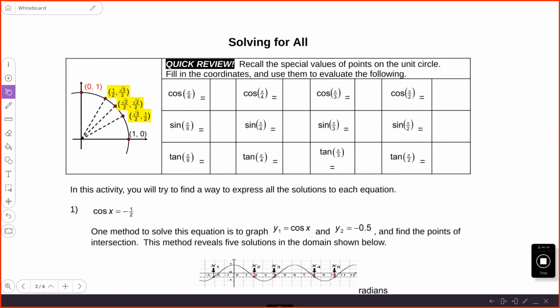What is cosine, x or y? Cosine is x. So pi over 6 is which one of these angles? None of them. No, dude, it's that one. Okay, get out.